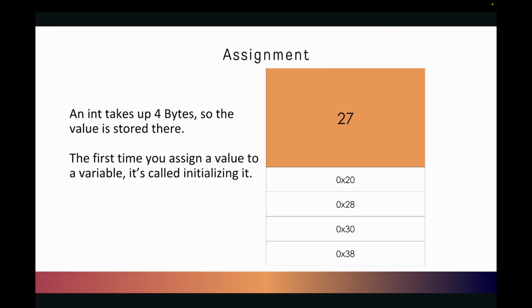The first time you assign a value to a variable is called initializing. We declared the variable, which is to reserve space in memory, and then we initialize it by storing a value in it. In this case, 27.